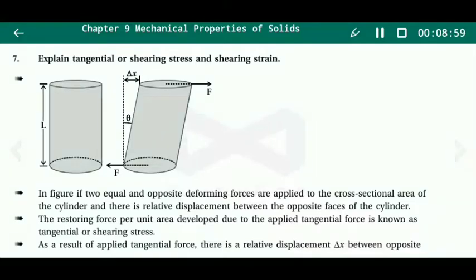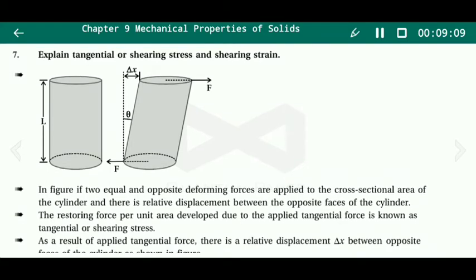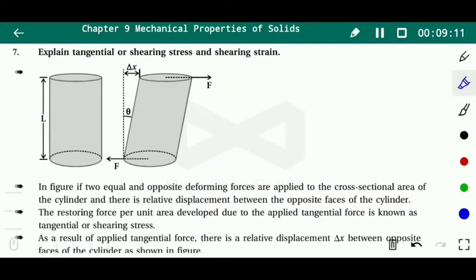We talk about the tangential or shearing stress or strain. In the figure, two equal and opposite deforming forces are applied to the cross-sectional area of the cylinder, and there is a relative displacement between the opposite faces of the cylinder. Okay, see this. Here we apply the deforming force. Then the shape of this cylinder will be changed.